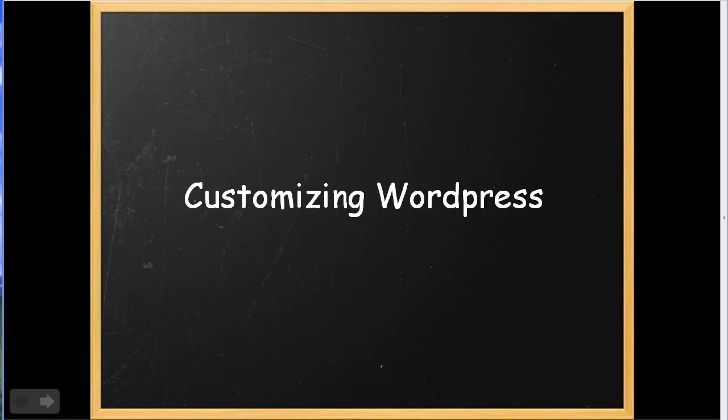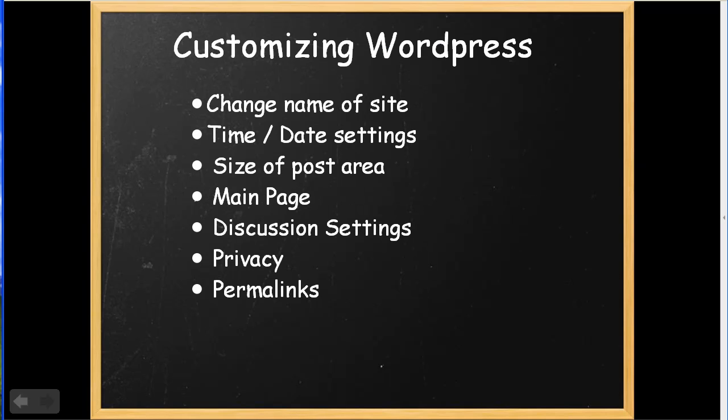Hi there. In this video what we're going to talk about is customizing WordPress. This is going to be how to customize WordPress after an initial installation, and some of the things we'll talk about are changing the name of the site and the title, changing the time and date settings, the size of the post area, going over the main page, some of the discussion settings, privacy, and permalinks. So let's hop into WordPress.